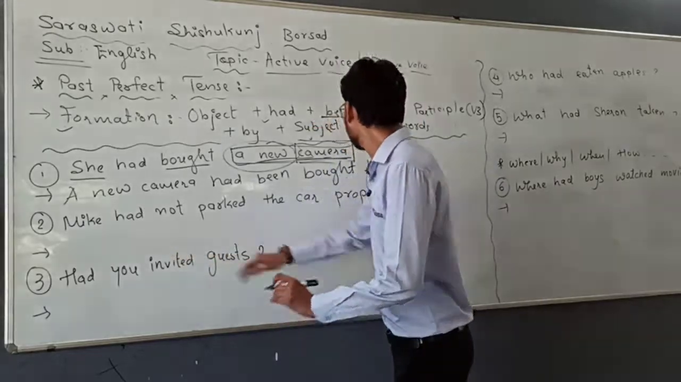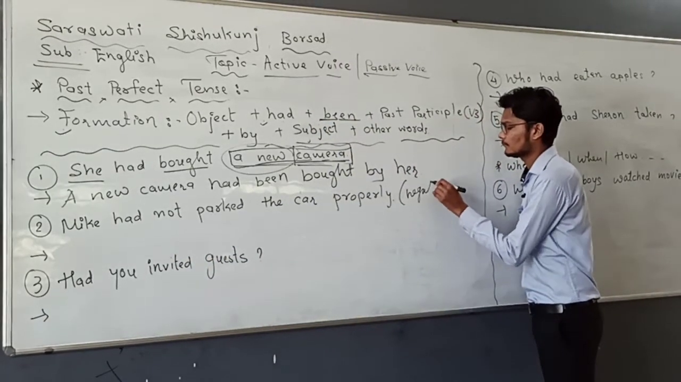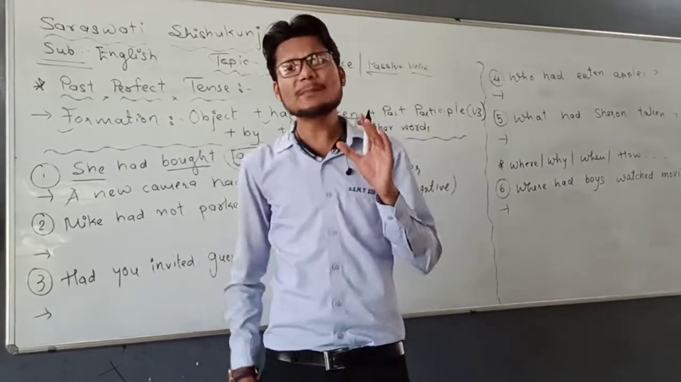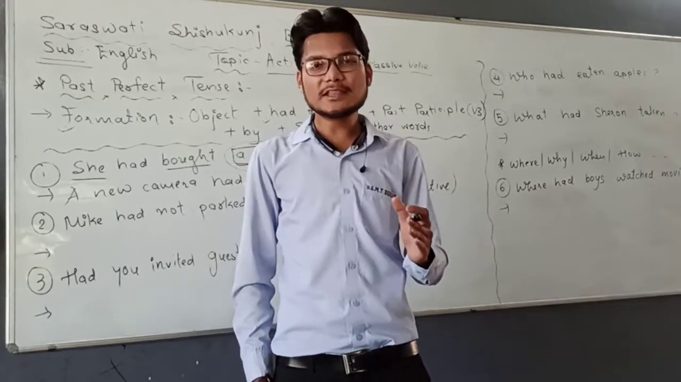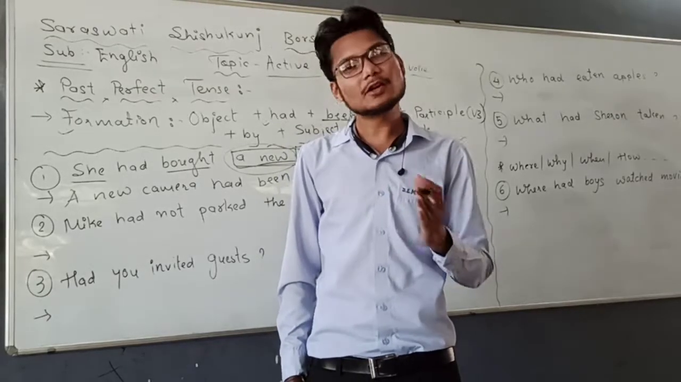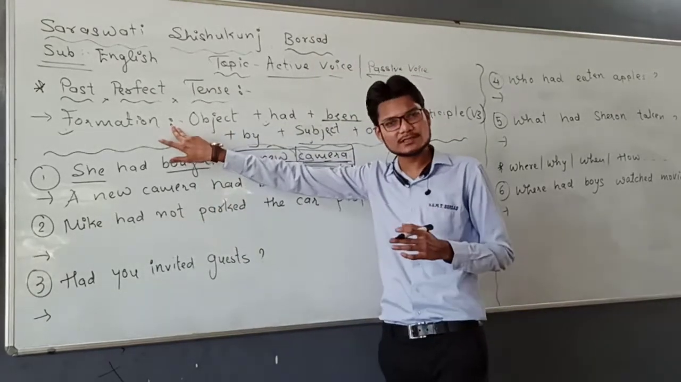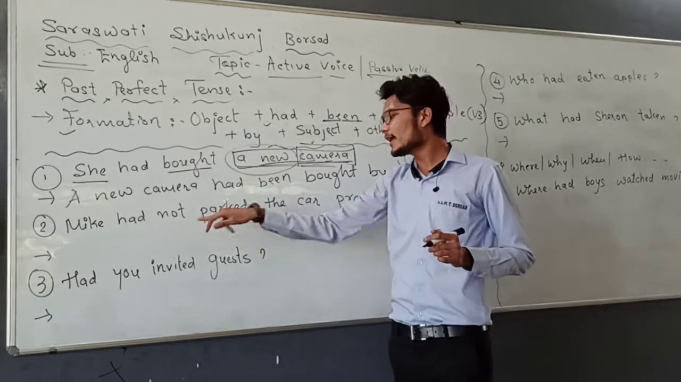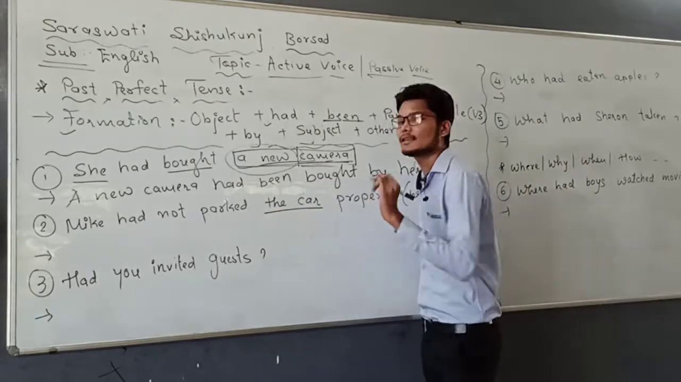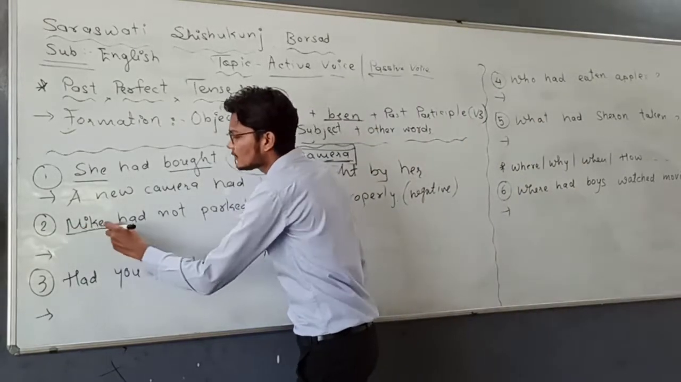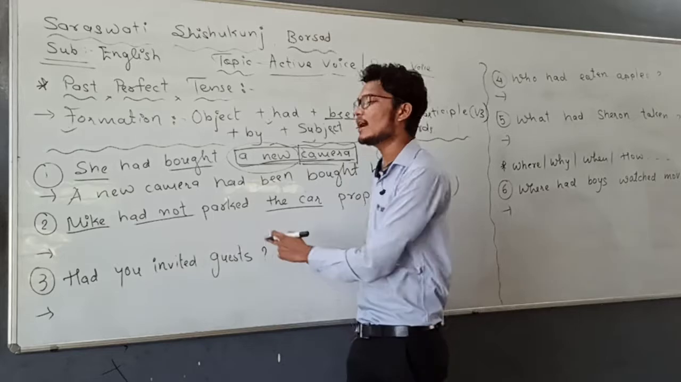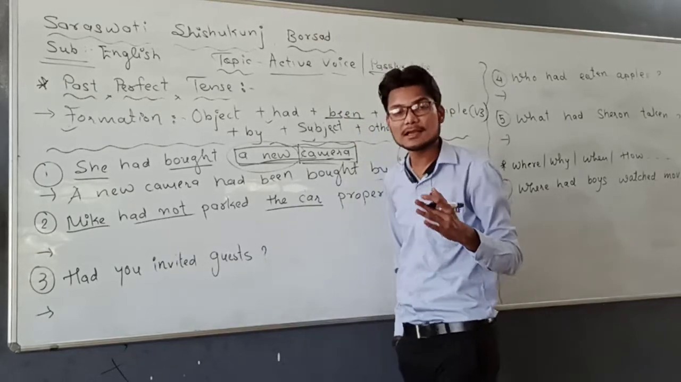Another example, here it is a negative sentence. In a negative sentence, a simple change takes place: along with had, you only have to add not. Otherwise the formation will be the same. Mike had not parked the car properly. Here, what is your object? That is the car. The subject is Mike. A negative sentence is given, so we also have to keep the answer negative.